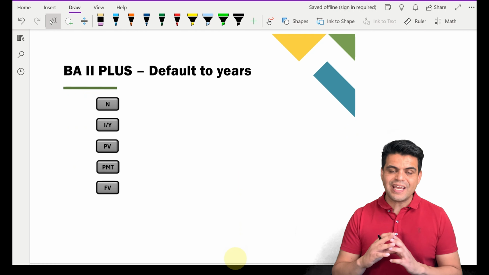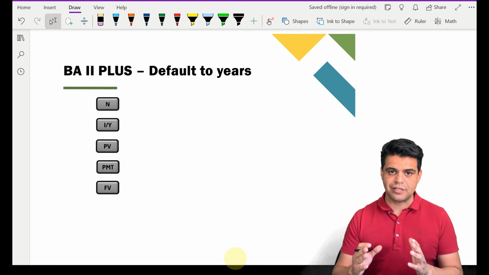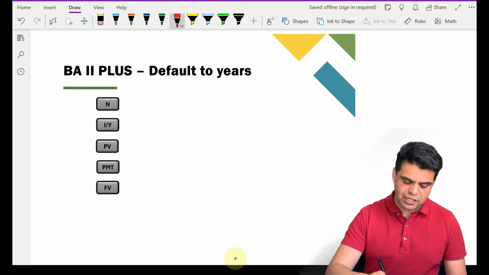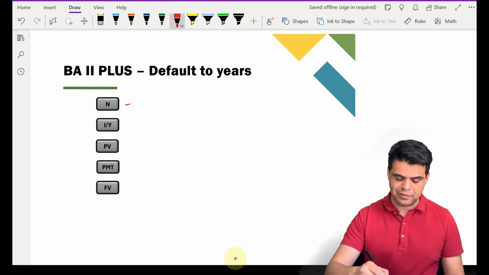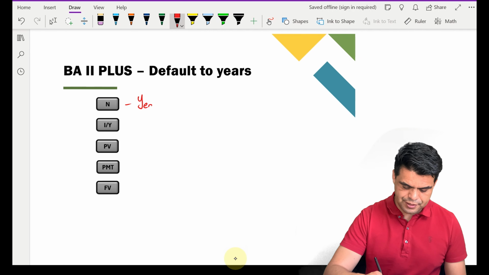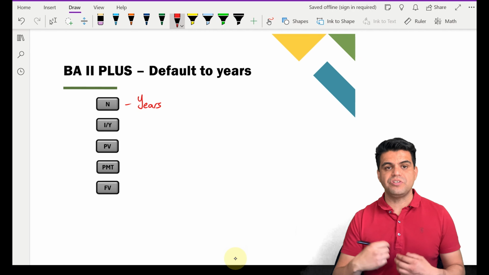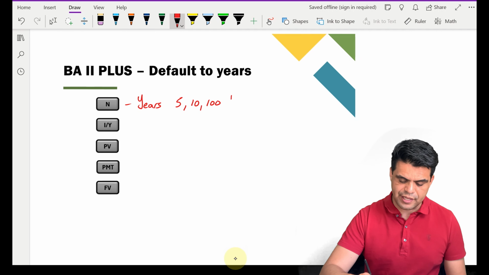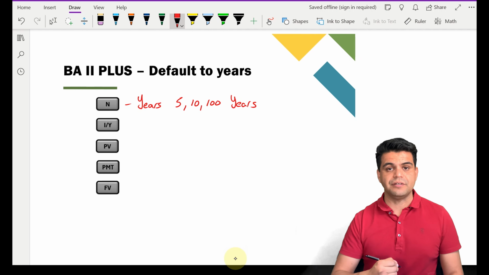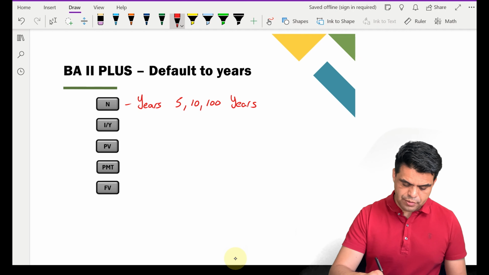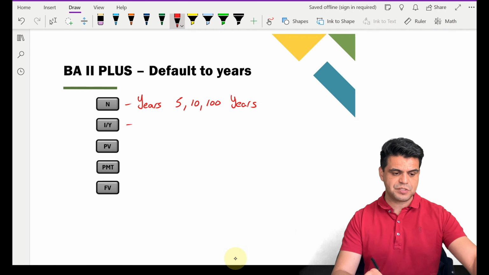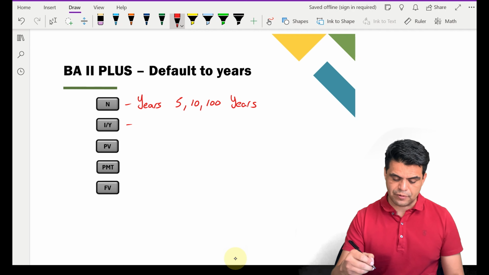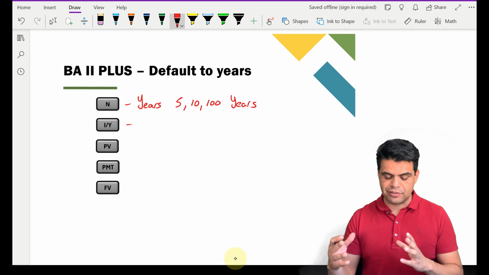So the BAIIPlus defaults to years. And what do I mean by that? Now, we talked about previously the N, or the compounding period. This is in years. So when you punch in, for example, a 5, a 10, a 100, your calculator is going to understand that to all be in years. In terms of your interest rate, you can see here very specifically, it's already in years, right? It says per year, right? So this is already in per year terms.